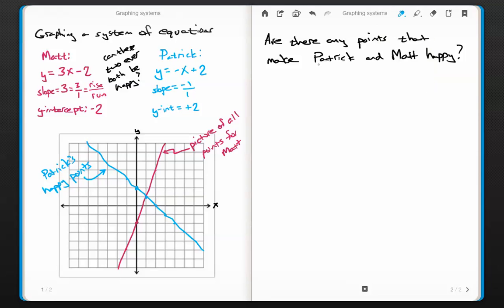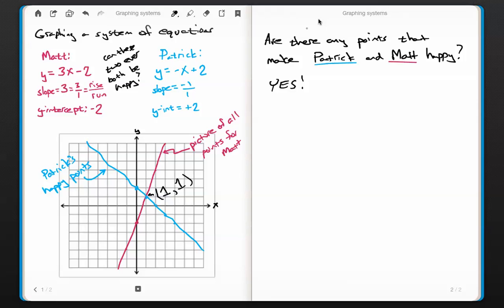So here's Patrick. That's Patrick, and then Matt was in dark red, I think. Yeah. Now it turns out there is a point, right? So the answer to this is yes. So here's a point where if I go to 1, 1, this point here, that makes them both happy.